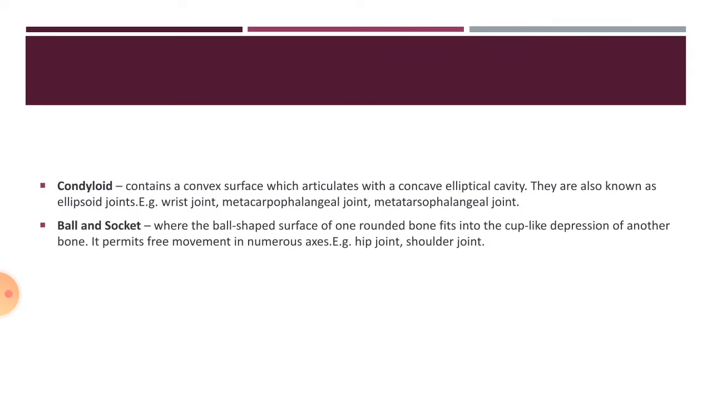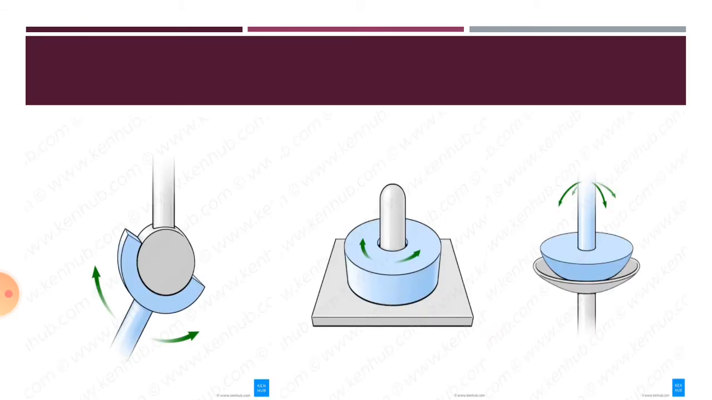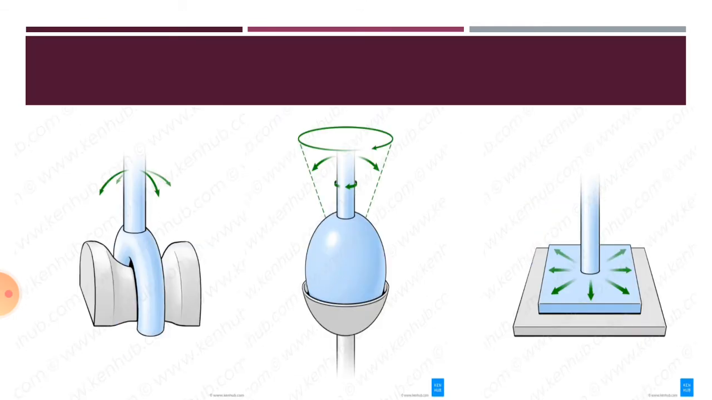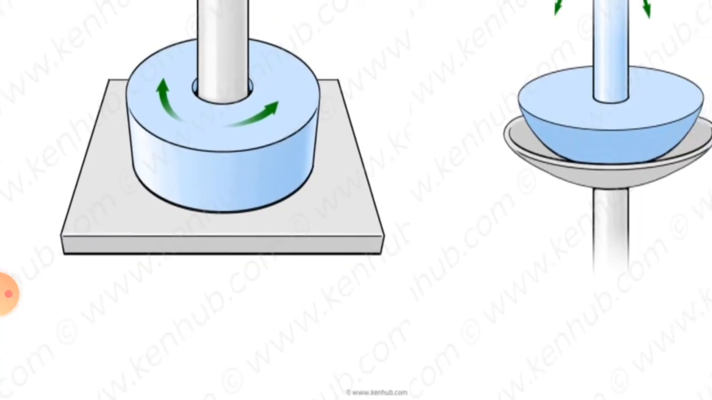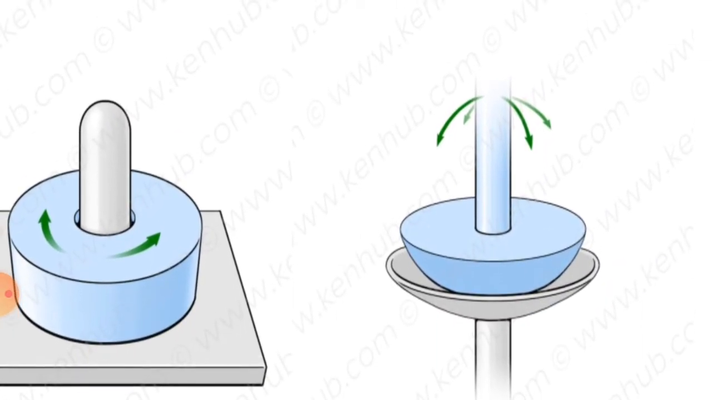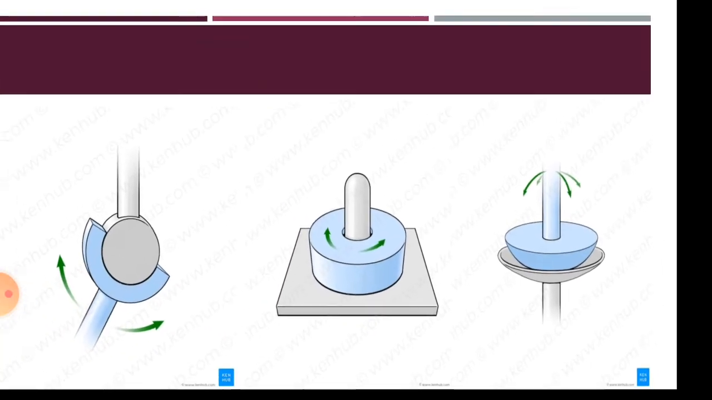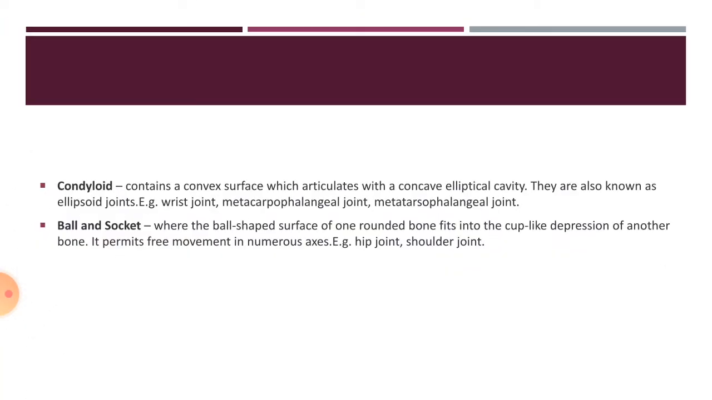The next is condyloid or ellipsoid, and it contains a convex surface which articulates with a concave elliptical cavity. That's why we call them ellipsoid as well, and these are also known as ellipsoid joints. For example, the wrist joint and the metacarpophalangeal joint. These are the condyloid joints, and there is a concave surface and a convex surface.